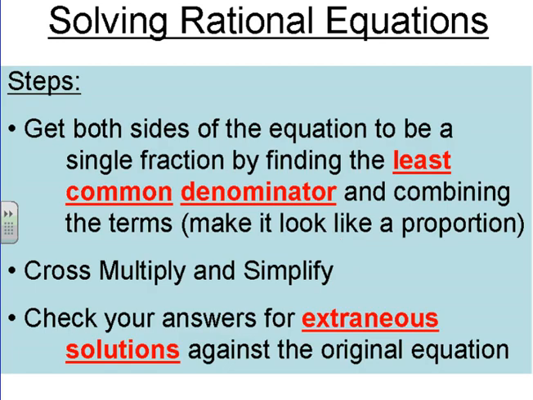Okay, so let's talk about our steps for solving a rational equation. We're going to get both sides of the equation to be a single fraction by finding the least common denominator and combining the terms to make it look like a proportion. From there, we can cross multiply and simplify. And when we're done, we check our answers for extraneous solutions against the original equation.